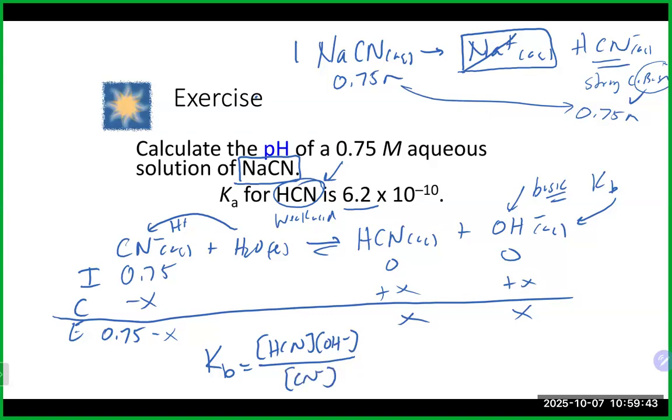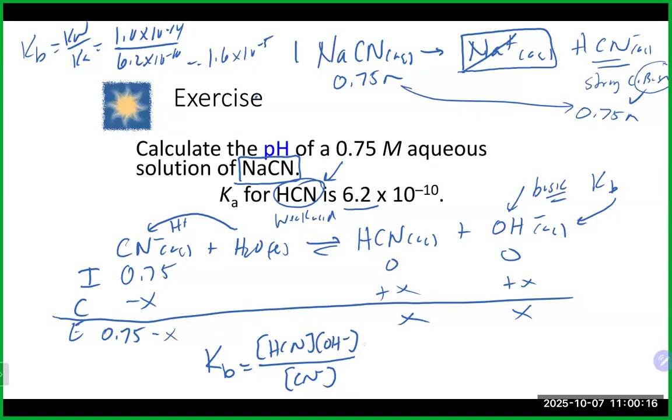And we do also have to calculate our Kb. So our Kb would be our Kw divided by Ka. So 1 times 10 to the minus 14 divided by 6.2 times 10 to the minus 10. And that's going to give us a Kb value here of, looks like, 1.6 times 10 to the minus 5.